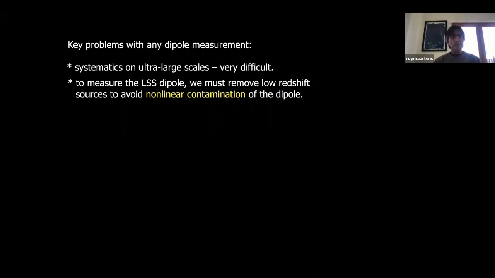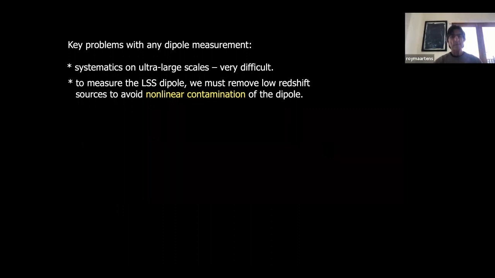On the observational front, the key problem with a dipole measurement, as I've said, is that systematics on the largest scales are very difficult to deal with. I won't go into details, but there are a number of such systematics, and not all of them perhaps have been fully investigated, and they need to be thoroughly investigated.